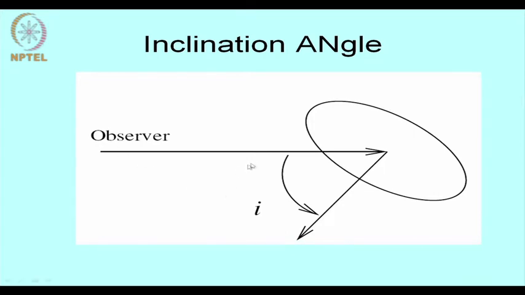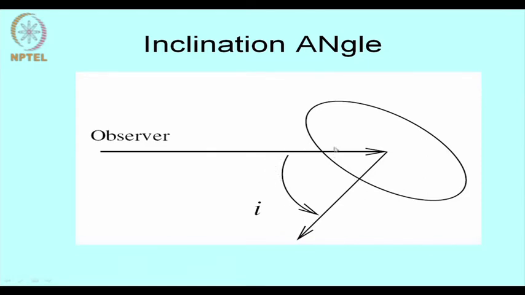So, we have the inclination of the binary system, the inclination angle. This picture shows you a binary orbit, and this is the plane of the orbit, and the observer is located in this direction. So, the observer is looking at the orbit at an angle called the inclination angle, which is the angle between the direction to the observer and the normal to the plane of the orbit. So, this is the inclination angle.